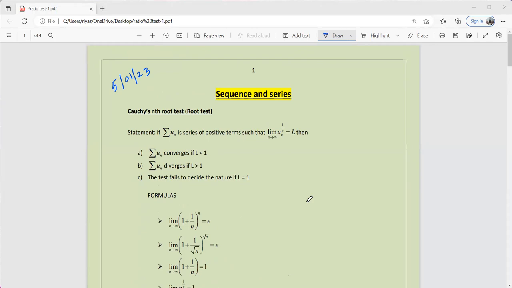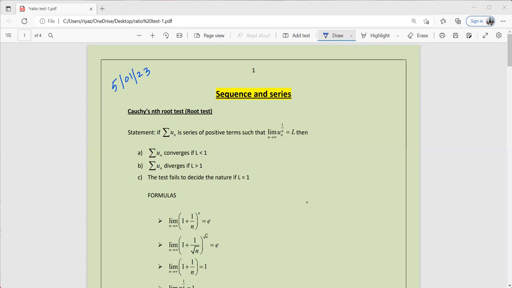Yes sir. So in sequence and series, the first topic we did was the limit comparison test, and Cauchy's root test we are going to discuss today; the ratio test is also over. Okay, and the root test is a very small test. Sometimes you may be asked only the statement, right?